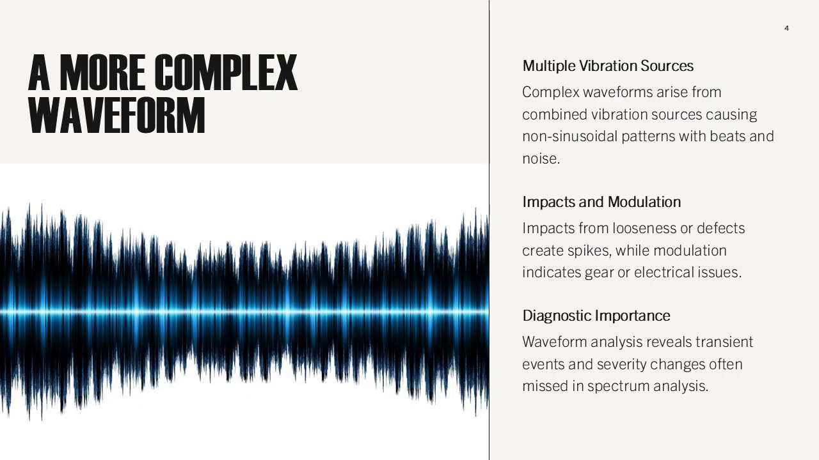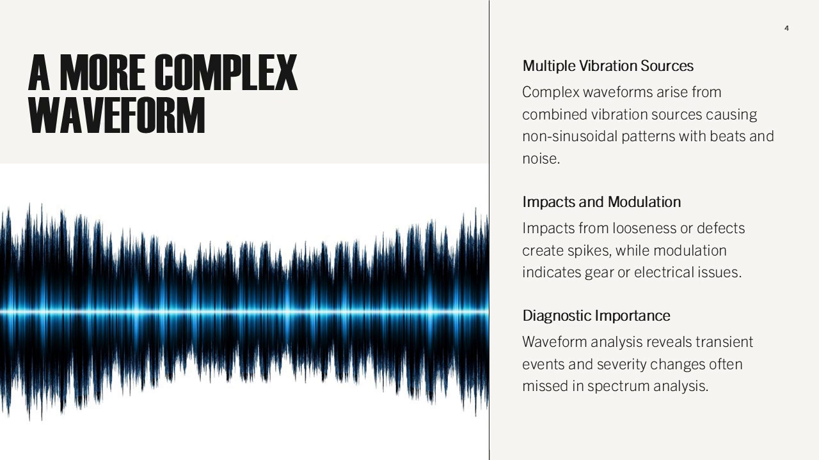analysis. Complex time waveforms occur when multiple vibration sources combine, resulting in patterns that are far from sinusoidal. These waveforms may include beats caused by closely spaced frequencies, amplitude modulation from gears or bearings, and random noise from turbulence or cavitation. In addition, impacts from looseness or bearing defects create sharp spikes, while harmonics and sidebands introduce irregularity. Such complexity makes interpretation challenging but also rich in diagnostic information.